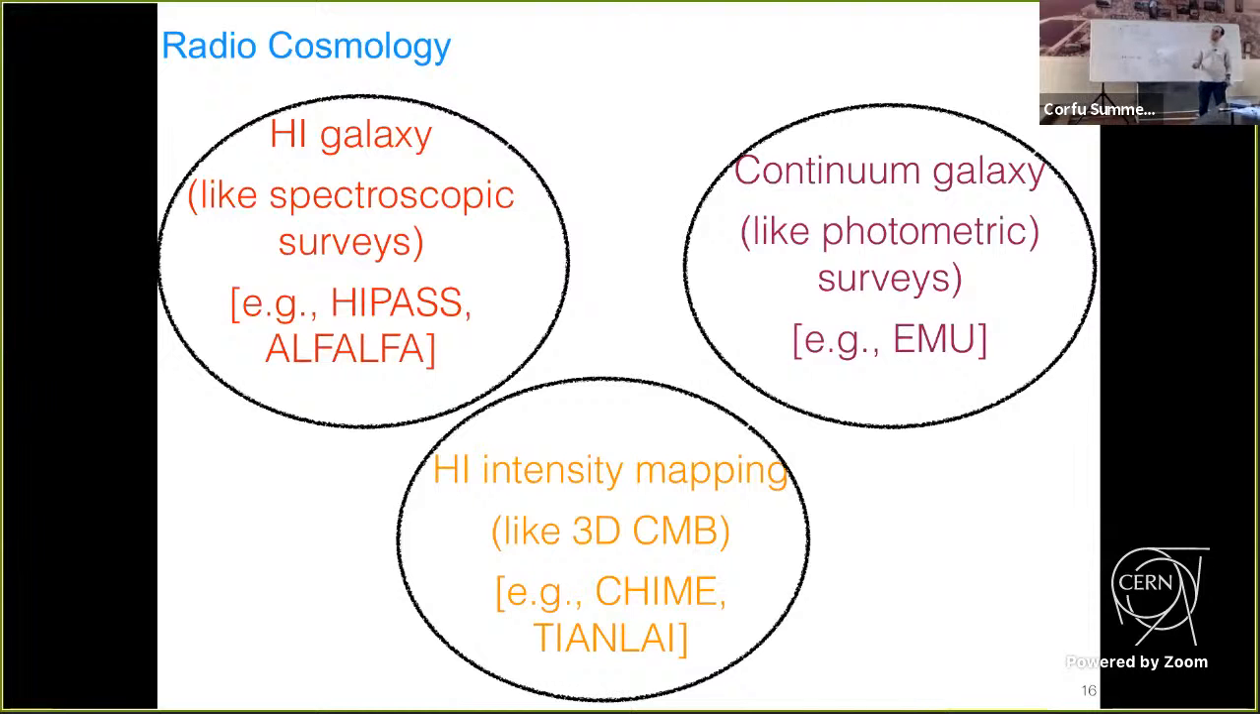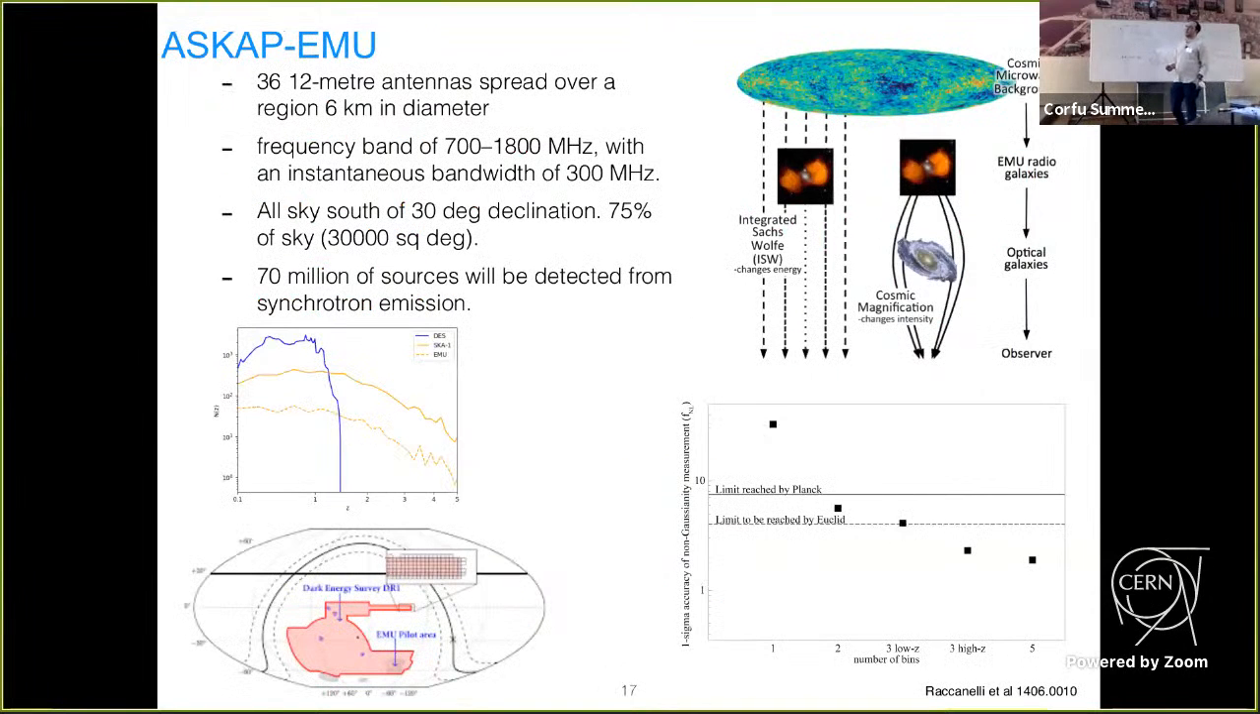Regarding the continuum part, we're working on this ASKAP EMU. This is going to be the deepest and widest radio continuum survey, probably in the next 30 years, because SKA is not going to do a continuum survey, at least not in the first phase. And by doing that, we can do several probes. So we can check different correlations.